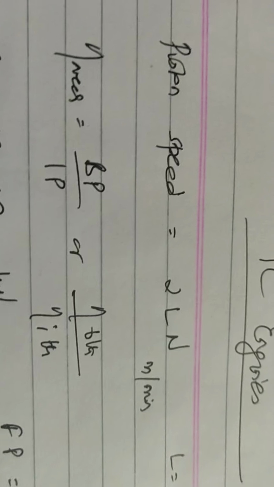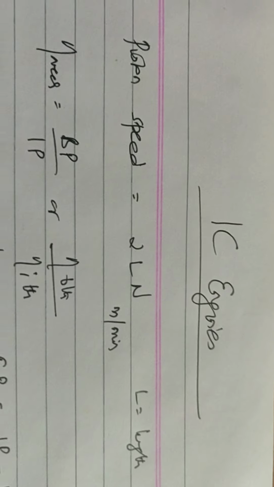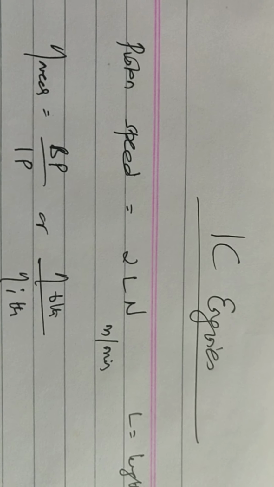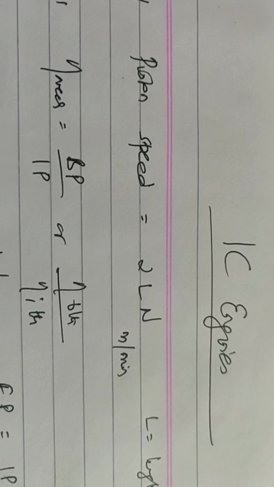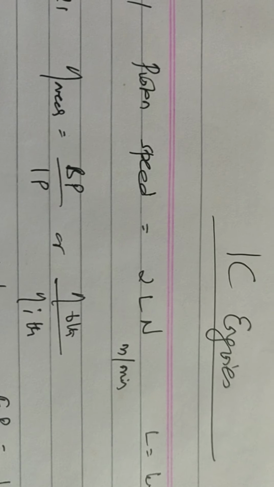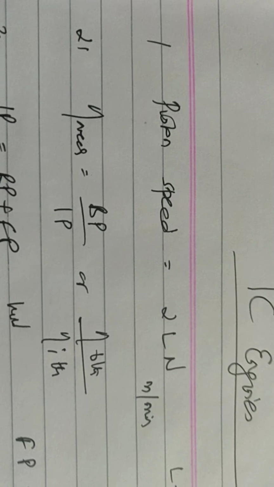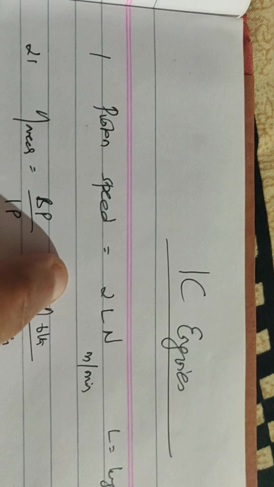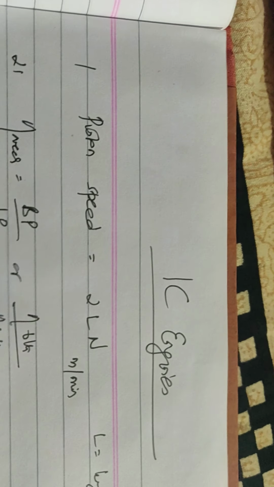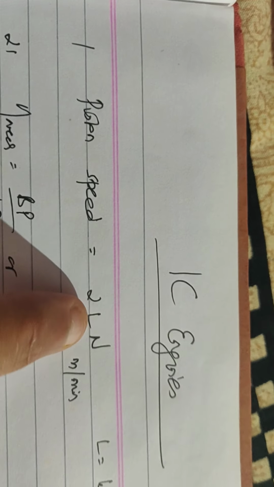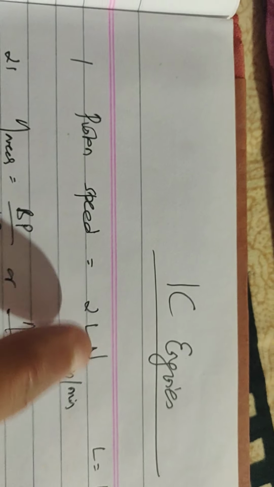Hello students, after having seen 5 numericals, let me again come back to the important formulas in IC engine. Now we can recollect our 5 problems and then see where these formulas fit in. First was piston speed is equal to 2LN. Because for every rotation of the crankshaft there are 2 reciprocating motions of the piston, so it is 2 into length of the stroke into N. So if piston speed is given, we can find out L or N if one of them is not known.